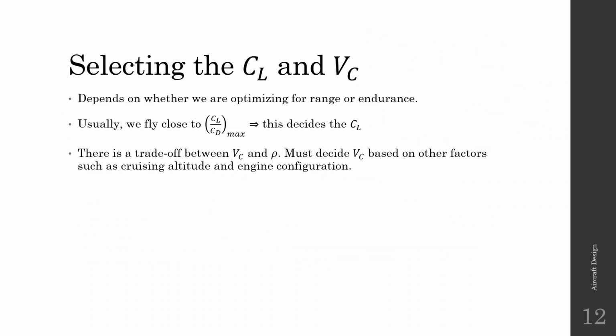Next we have selecting the CL and the V cruise. So what CL must the aircraft fly at and what should be the cruising velocity. This depends on whether we are optimizing for range or endurance or maybe some other factor. Maybe the fighter aircrafts don't have to worry about range because they're going to fight in a smaller area, right? So they might worry more about endurance, like staying up in the air for a longer time. Or they might worry about maneuverability.